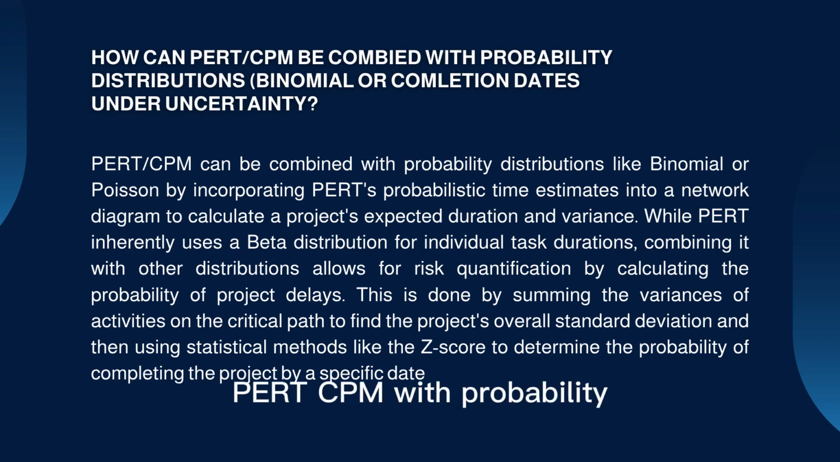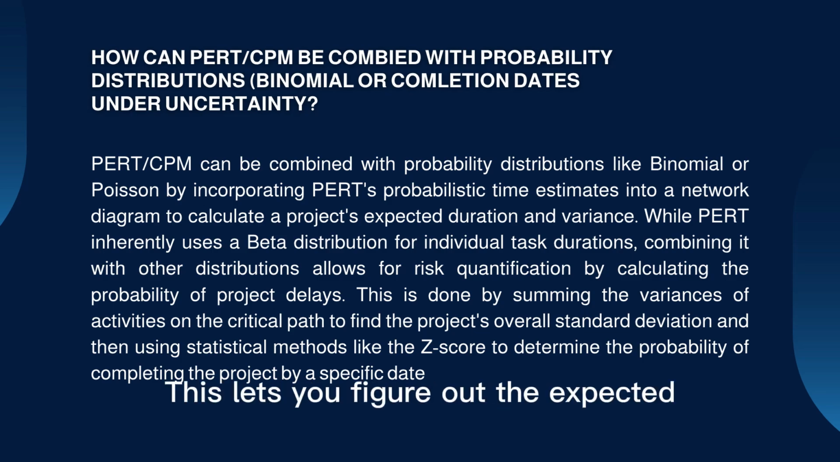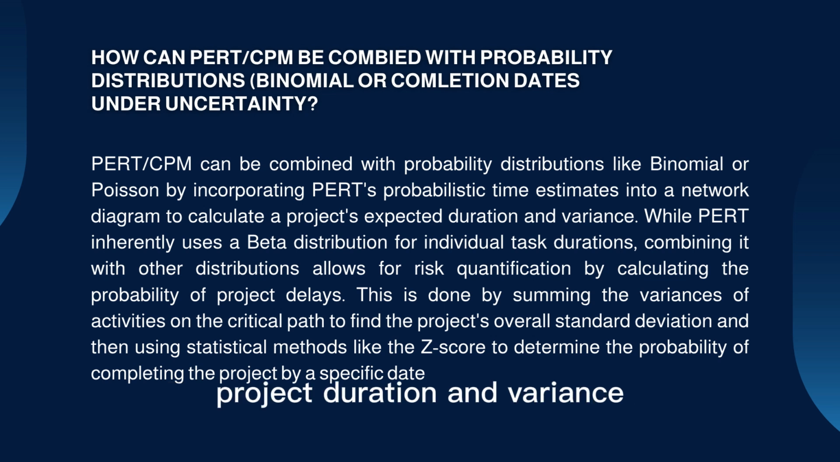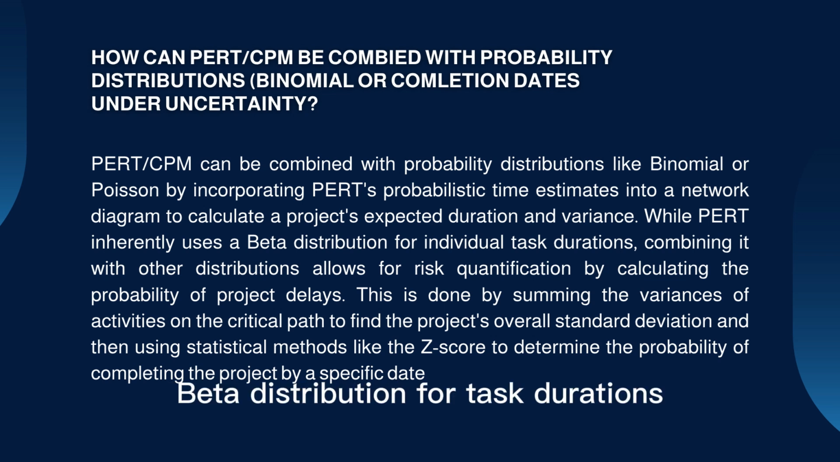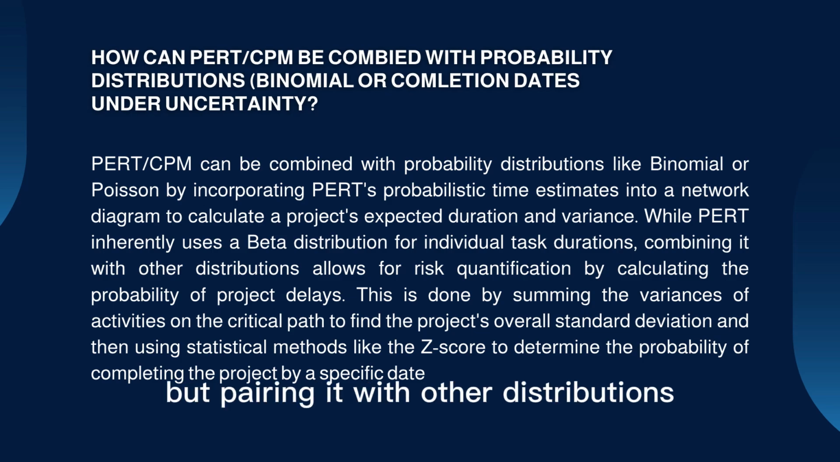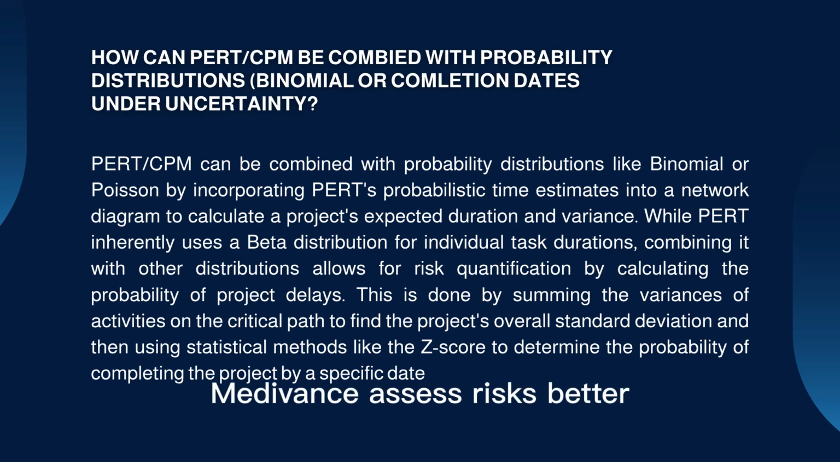We can totally mix PERT CPM with probability distributions like binomial or Poisson by using PERT's time estimates in a network diagram. This lets you figure out the expected project duration and variance. PERT usually uses a beta distribution for task durations, but pairing it with other distributions helps Medivance assess risks better, especially for project delays. Just sum up the variances on the critical path to get the overall standard deviation, then use tools like the z-score to check the chances of finishing on time.